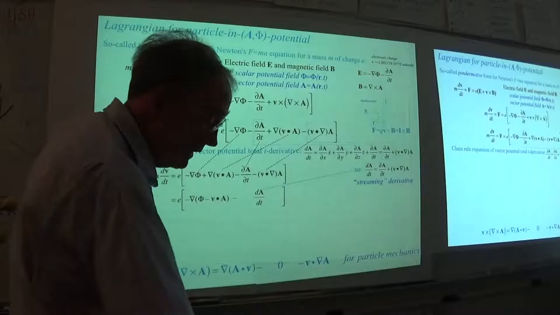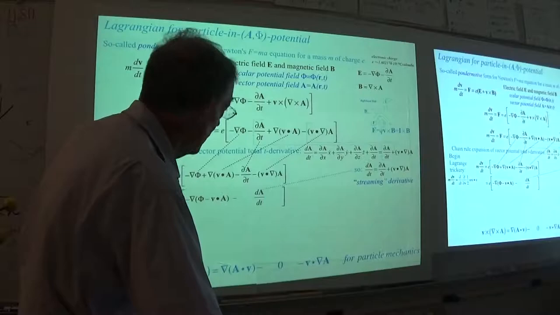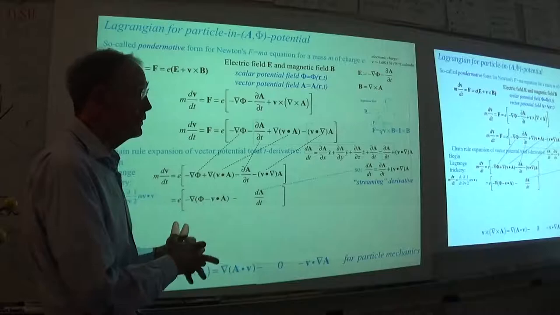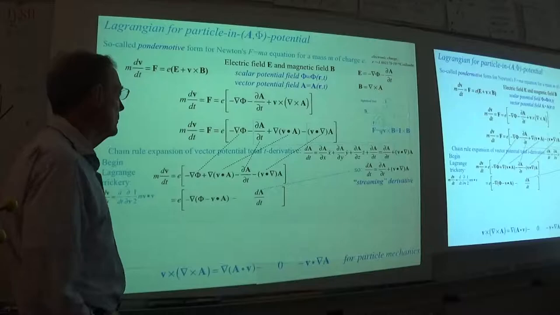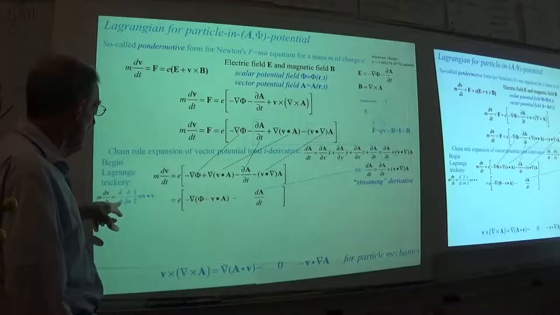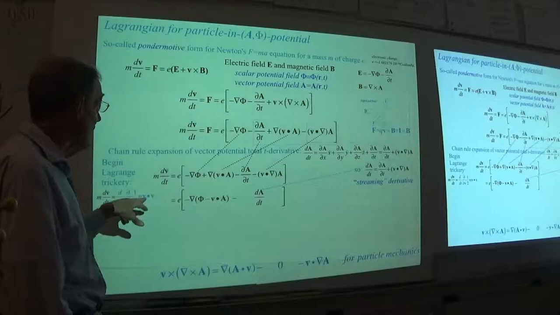Okay. But here's where the Lagrangian trickery comes in. Remember when we derived Lagrange's equations just for a single particle? Here's the first trick. To write what started as a simple derivative of velocity with respect to time. I mean, that's the thing that goes into a momentum, isn't it? Yes, if you put the mass on it. But here, I'm making it more complicated. I'm going to write it as a time derivative of kinetic energy. Okay, that's the Lagrangian trickery, all right?